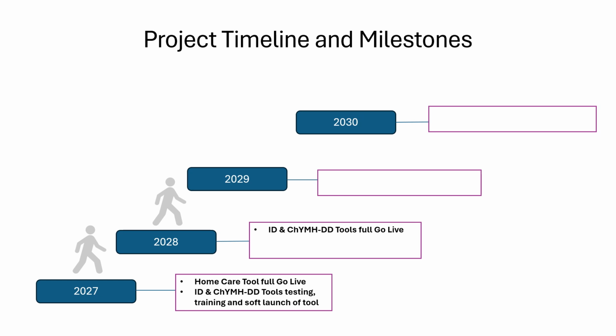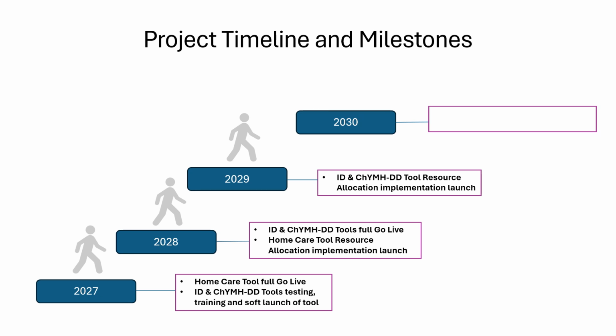In 2028, SDS intends to launch the ID and CHIME-DD tools in their finalized form for applicants and recipients of the IDD and ISW waivers. Also in 2028, SDS plans to go live with HC tool resource allocation phase of the system after spending a period of time gathering assessment data to build the system and make sure the data from the tools is accurate and reliable.